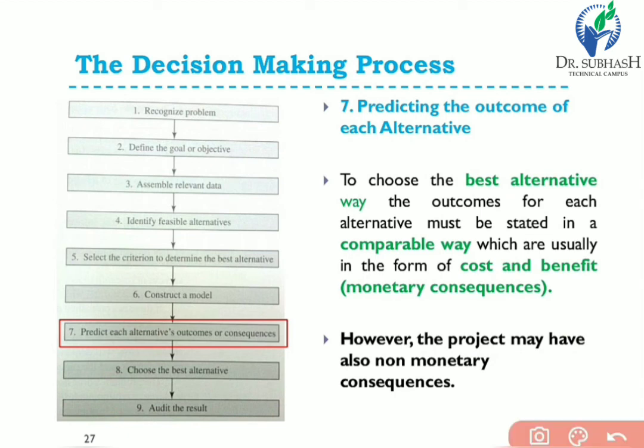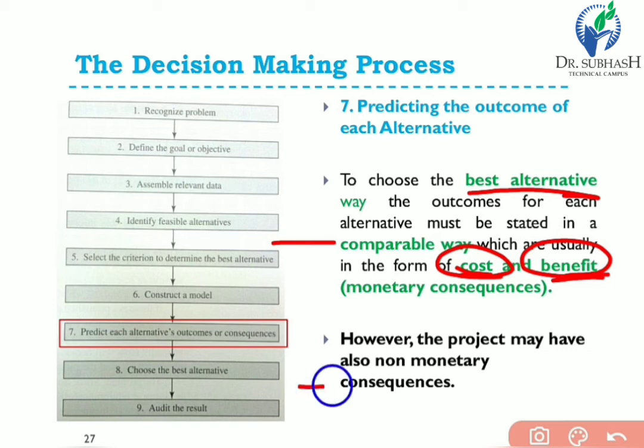Here is the process of choosing the best alternative. To choose the best alternative, the outcome from each alternative must be stated in a comparable way, which is usually in the form of cost and benefit. We must include the cost and benefit for comparing those alternatives. However, the project may have non-monetary consequences.